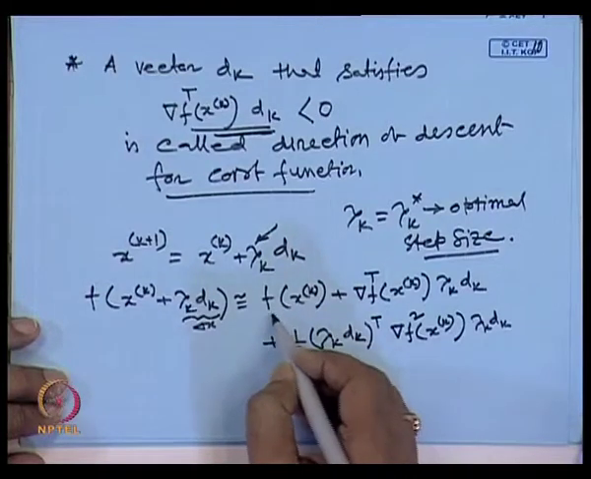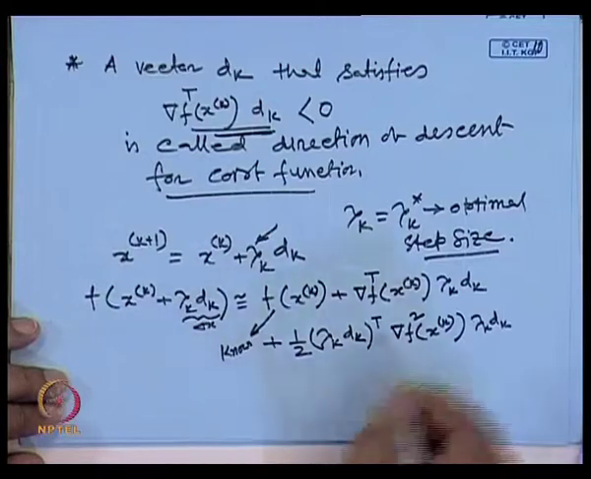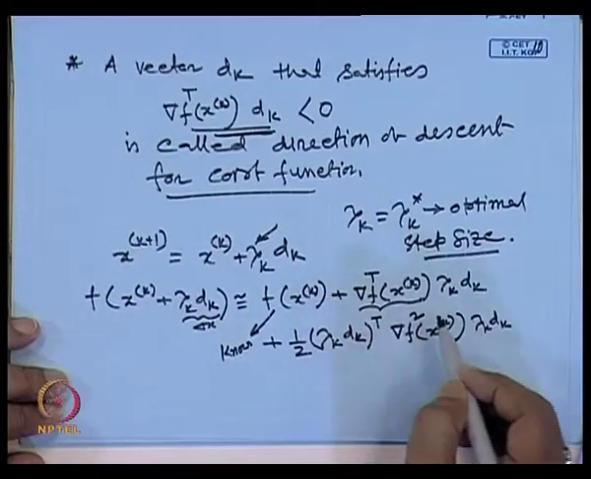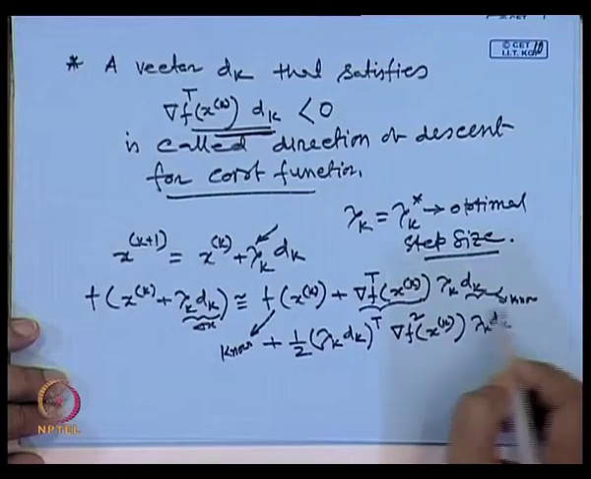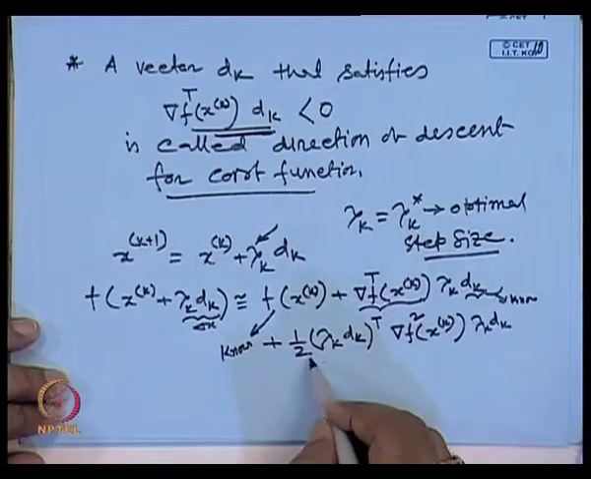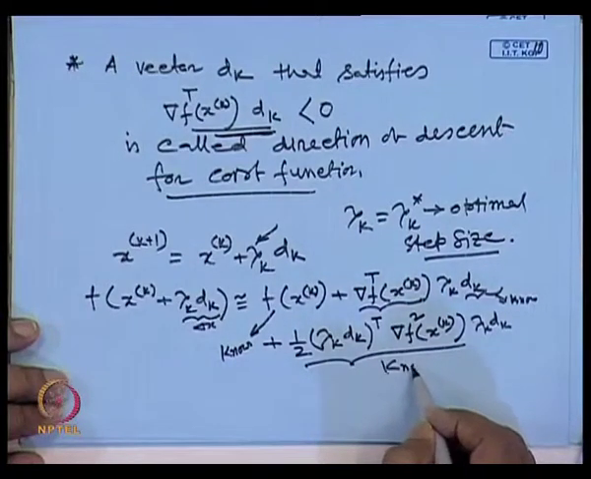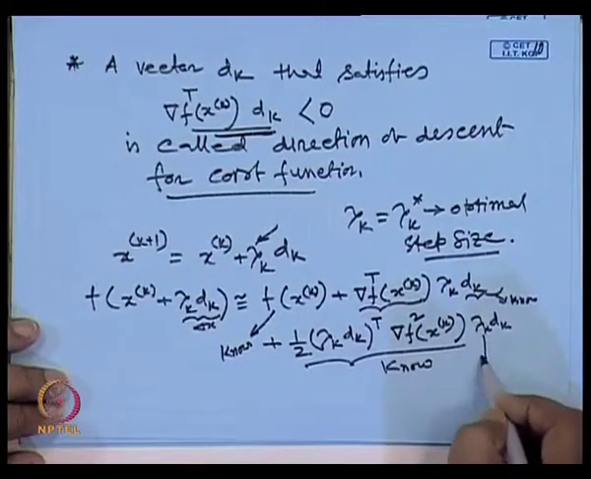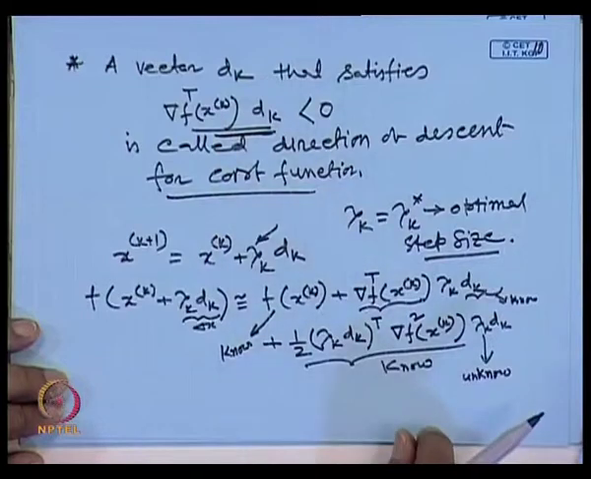If you see, this quantity is known to us, this quantity is also known, this is also known, and this is also known. This whole thing is known, except for the unknown here, lambda k.